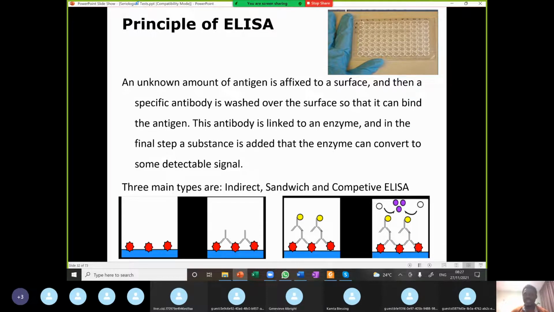In its typical principle, an unknown amount of antigen, of course, it could be an antibody, is fixed to a surface. And then a specific antibody is washed over the surface so that it can bind to the antigen. That is when we want to test for antibodies.